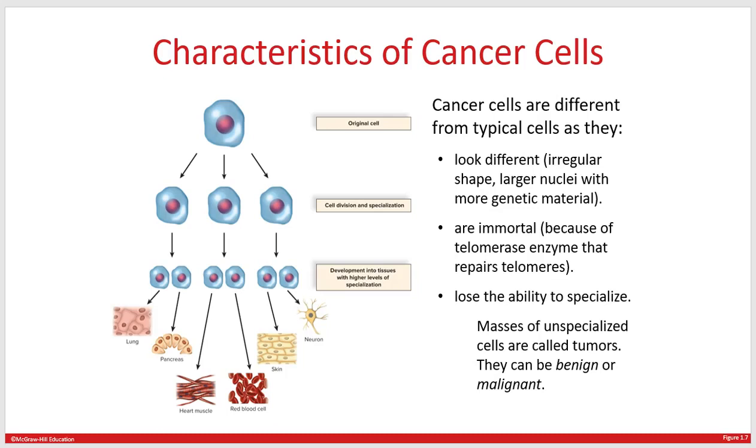Now, regular cells have telomeres at the ends of the chromosome. So let's say this is a chromosome. At the very ends of them are these sections that we call telomeres. And every time a cell divides, these telomeres get shorter.